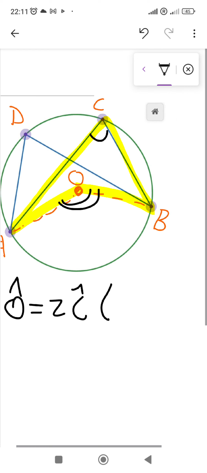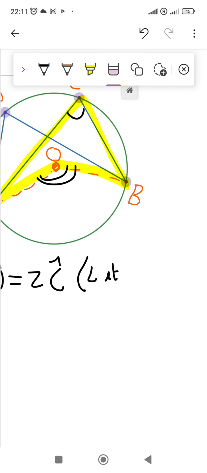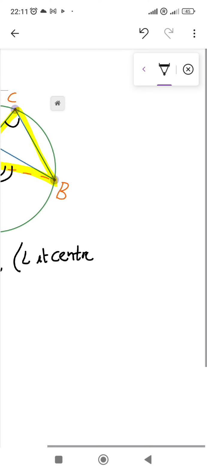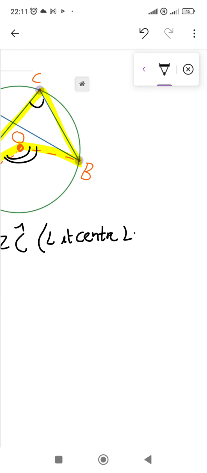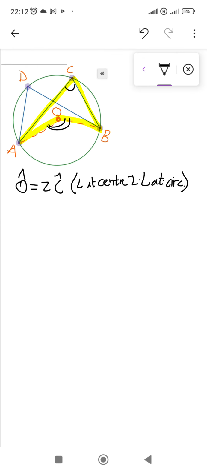How do we know this? What's your reason for this? Angle at center. Let's just write this out nicely. Angle at center is twice, 2 times angle at circumference. Right, so we're not going to write out the whole word, just circumference. So that's angle at center is twice the angle at circumference.